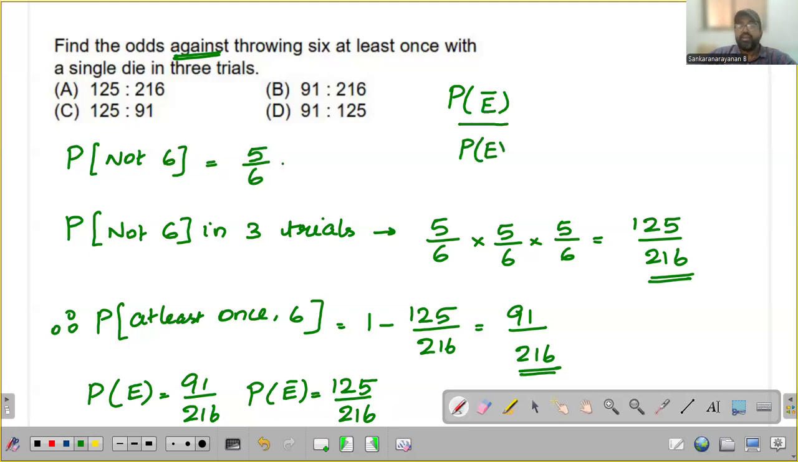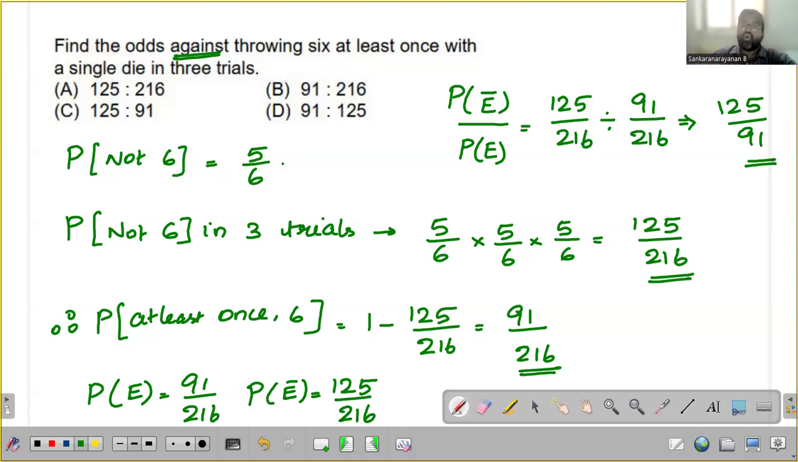And you can see this will be coming like 125 upon 216 divided by 91 upon 216. You can see that here the 216 will get cancelled off. So our answer will be 125 upon 91. So the odds against the event will be 125 is to 91. Option C, it reads 125 is to 91, and that is my answer here.